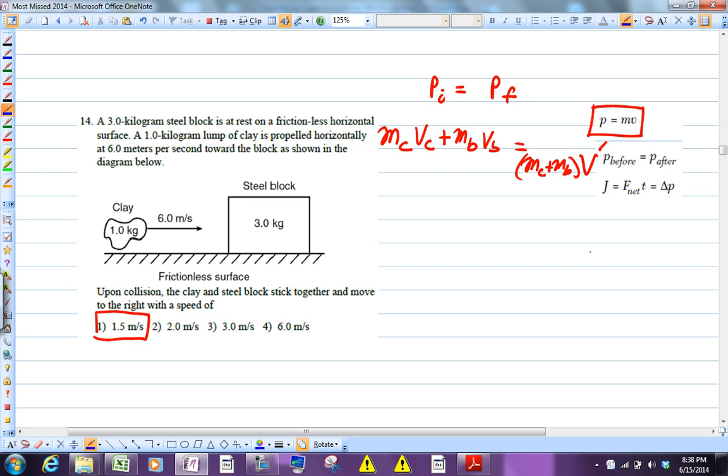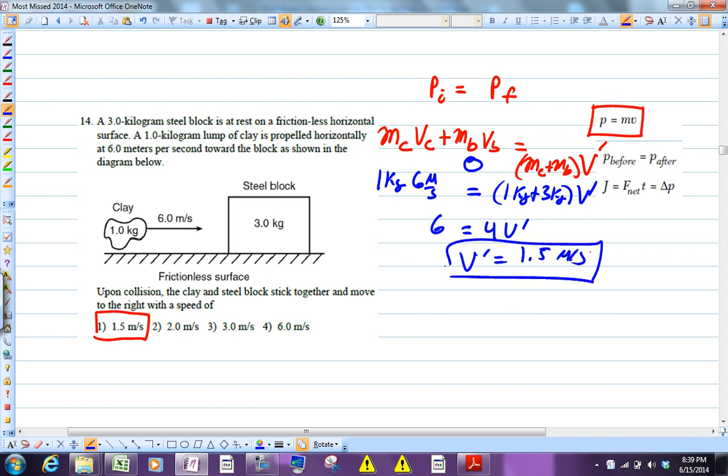We're asked to solve for that velocity. Well, the velocity of the block before is 0, so this is just 0. And this is 1 kilogram, and this is 6 meters per second. So together that's going to be 1 kilogram plus 3 kilograms times the velocity prime. So you wind up with 6 equals 4v prime, or v prime equals 1.5 meters per second. But conservation of momentum, very important problem.